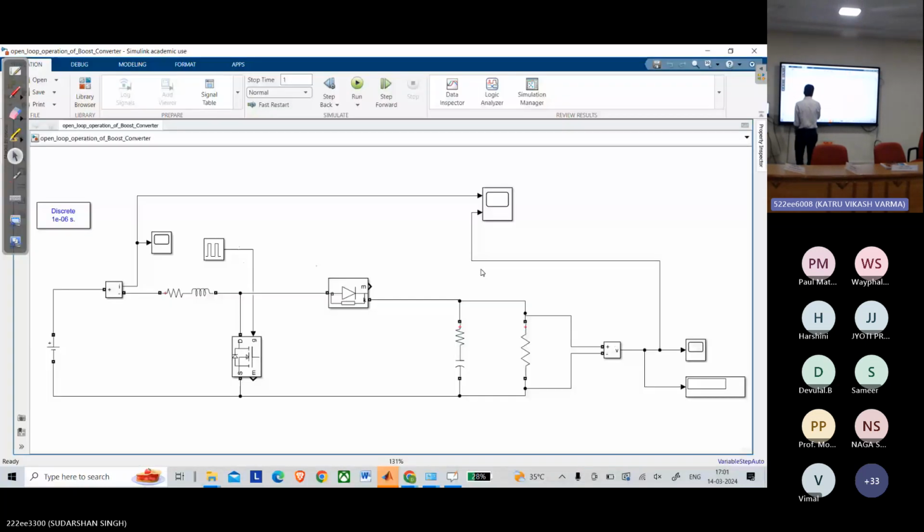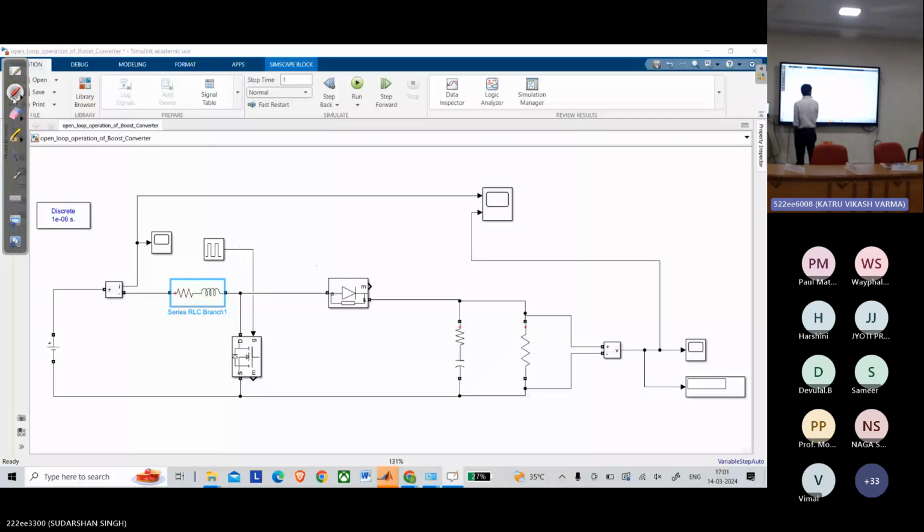So see, obviously inductor, nothing is ideal in life. When we are designing the inductor, we are using a core and then copper wire wound around the core. So obviously it has some winding resistance. So you can consider some RL value, inductor resistance.